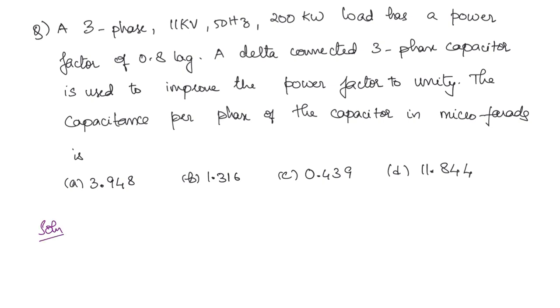First we will write the case where the line is not yet compensated, right? So before compensation we have the active power, it is given as 200 kilowatt and the power factor is also given 0.8, that is lagging power factor. Okay, so 200 kilowatt and cos phi is 0.8.